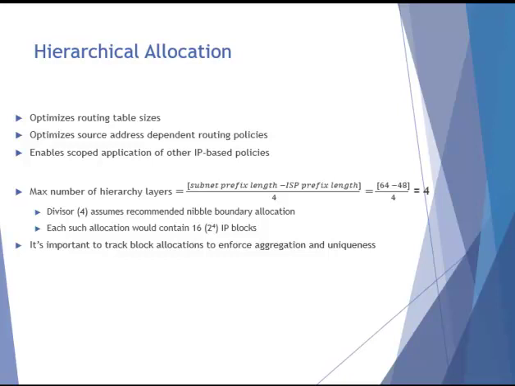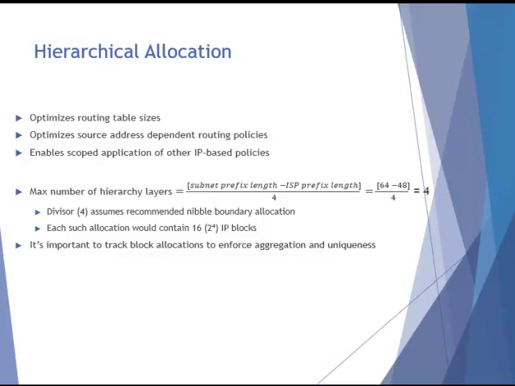Your address plan can play a key role in simplifying entry of those policies as well. Now, if you're following this hierarchical allocation, your maximum number of layers that you can define is basically the subnet prefix length minus your ISP prefix length. So basically that subnet ID field, 64 minus n, divided by 4. It's rounded down, so it's actually a floor of this function. And in our case, we use the /48, so 64 minus 48 divided by 4 is 4.